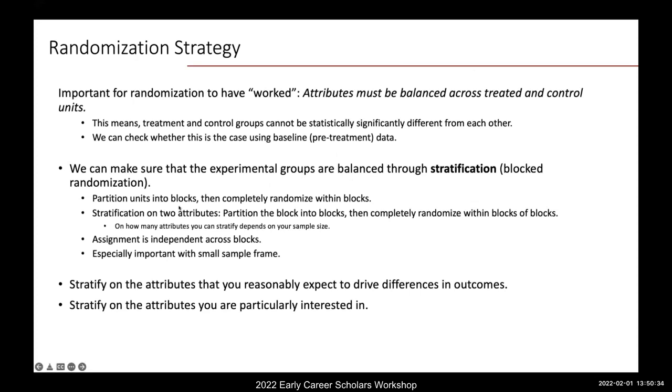As I said, we partition units into blocks, and we have to make sure that assignment is independent across blocks, which is especially important with a small sample frame. So what are the covariates that you should actually choose? You should stratify on the attributes that you reasonably expect to drive differences in outcomes. So if you think that gender is going to be important for your outcome, then it makes sense to think about stratifying based on gender.